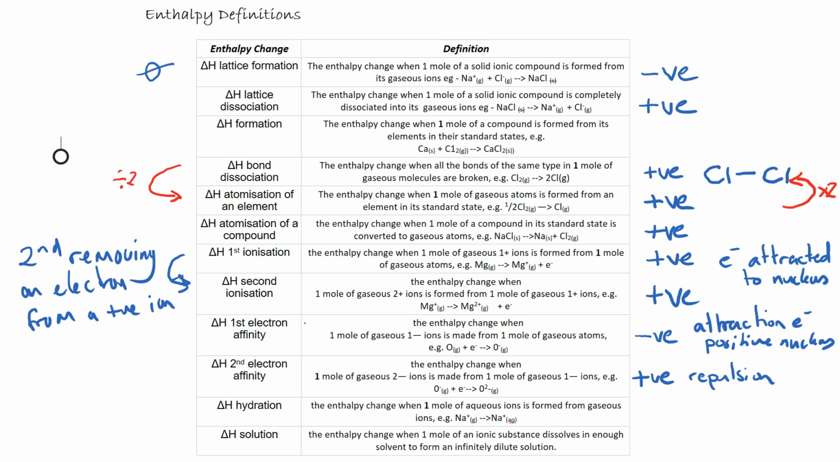Our final 2 enthalpies here we're not going to use today, but we'll add them for completion for future lectures. We have the enthalpy of hydration, which is the enthalpy change when 1 mole of aqueous ions is formed from gaseous ions, such as Na+ gas to Na+ aq. And the enthalpy change of solution is the enthalpy change when 1 mole of an ionic substance dissolves in enough solvent to form an infinitely dilute solution. As I said, we will be using these in future lessons, but not today. What you do have to be able to do is learn and recall all of these definitions.